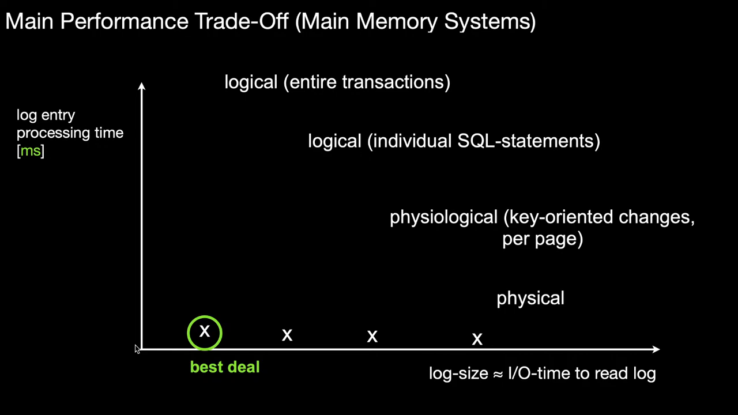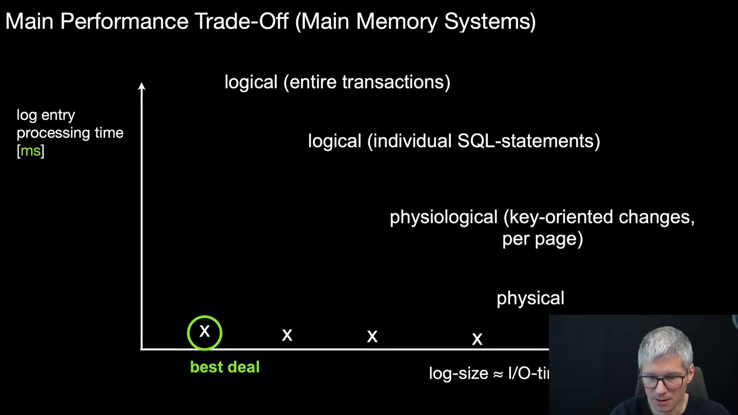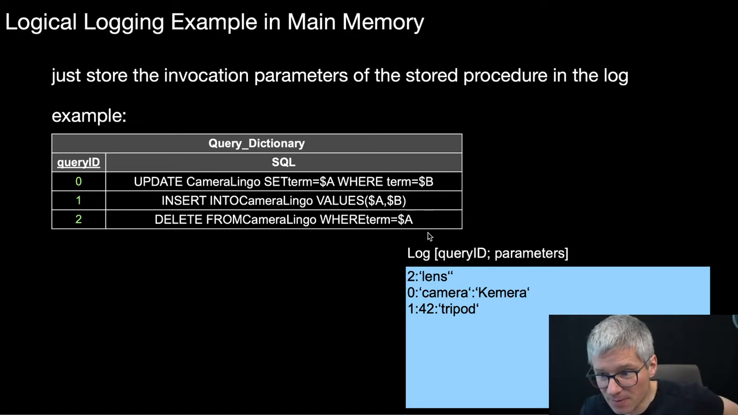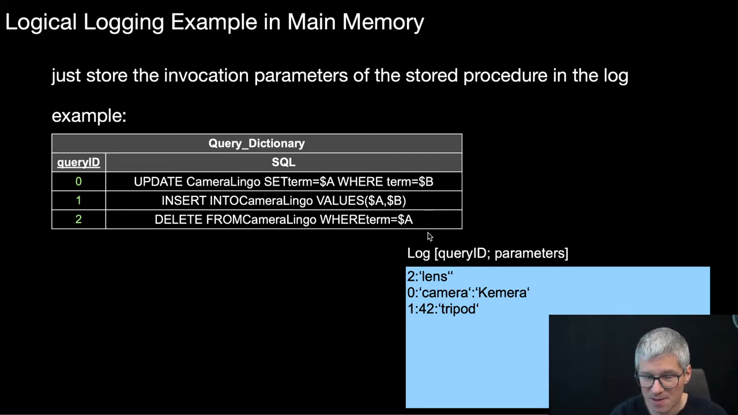If it's a main memory system, you want to go more towards logical style logging, whereas in a disk-based system or any system with slow storage media, maybe physical logging would be something. And in the following, we will look at the mix of those different techniques. So here's a logical logging example in main memory. That's how you could do it in a database system.